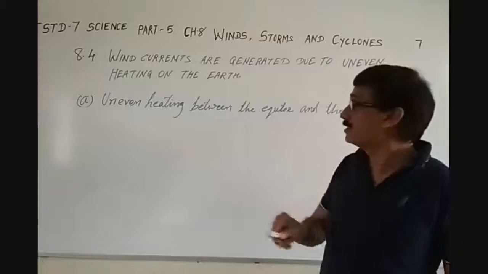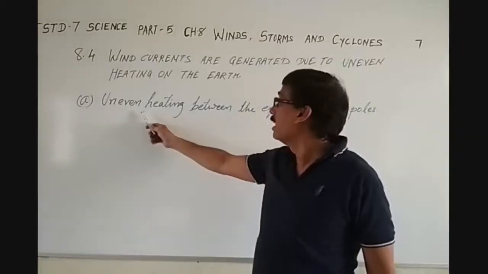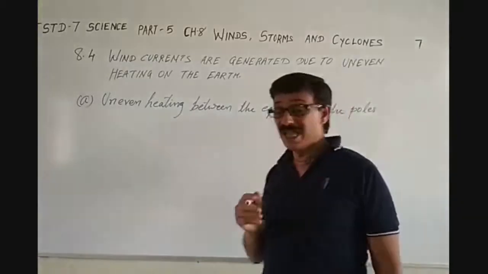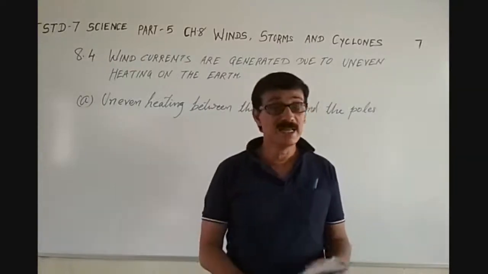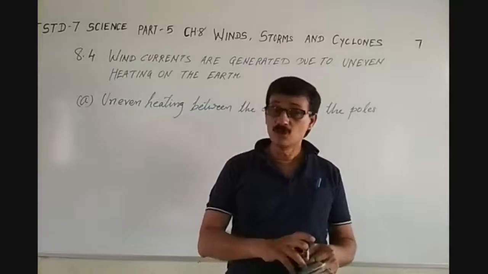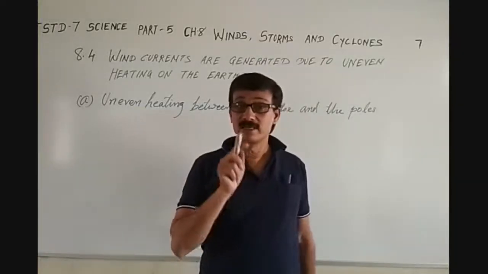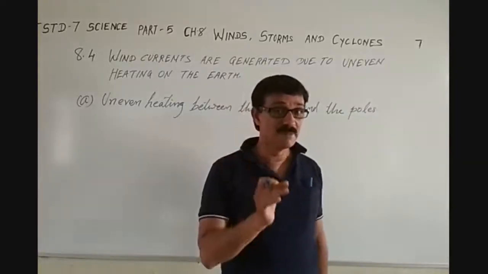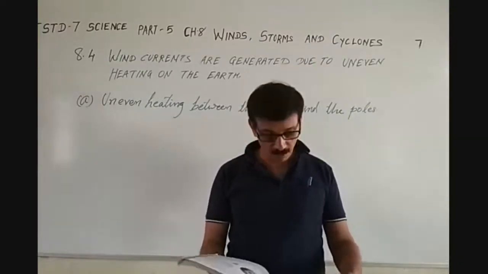And the first one we are trying to understand is uneven heating between the equator and the poles. Actually, we discussed this in the last chapter in the topic tropical rainforest. You must remember that. So let's try to understand on page number 84.